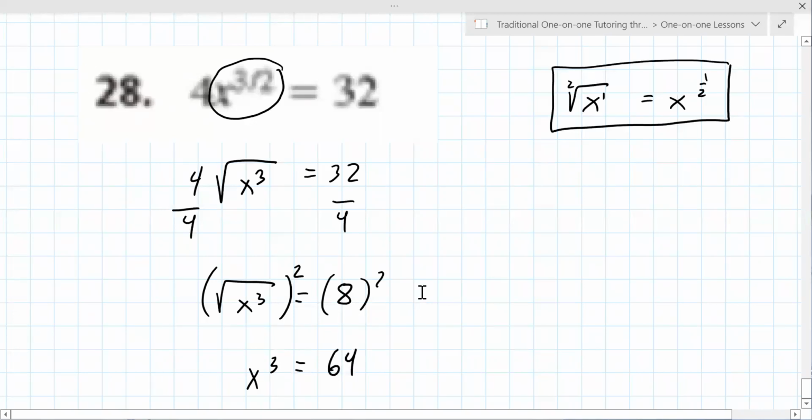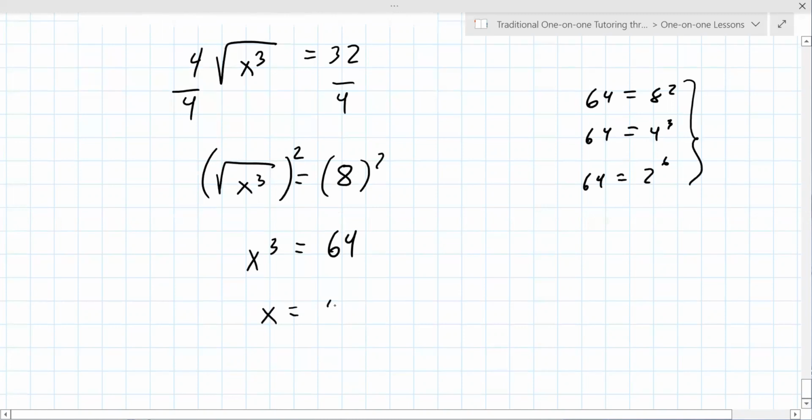You've got to be able to recognize, oh yeah, 64, it's not just 8 squared, even though that is true. It's not just 4 cubed. It's also 2 to the power of 6. Like there's a couple of options for it. And you really want to know all 3 of those depending on the scenario. Yeah. So in this case, x would equal 4.